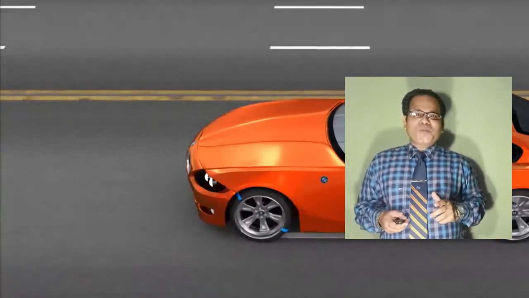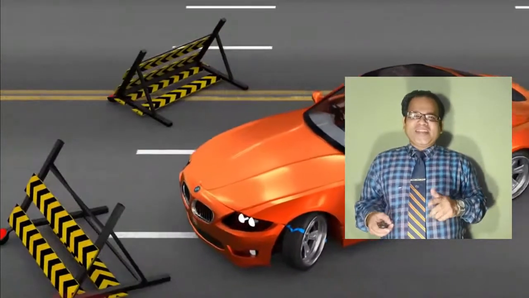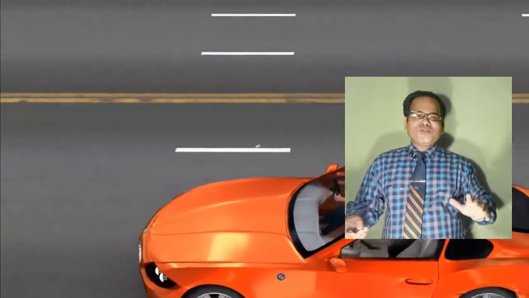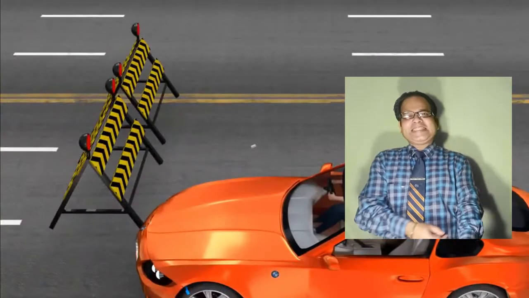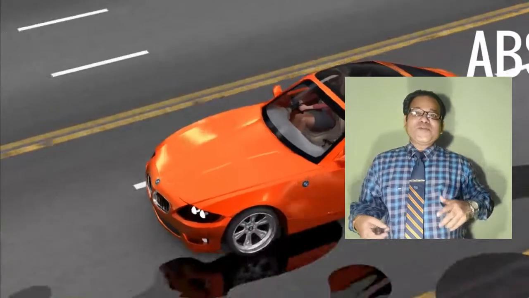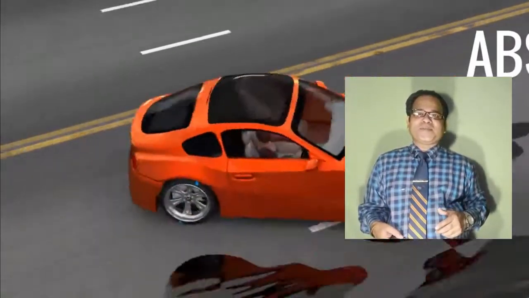ABS, anti-lock braking system. Nowadays, the anti-lock braking system is used in almost all cars. This system prevents accidents. With ABS, you can prevent accidents from happening.